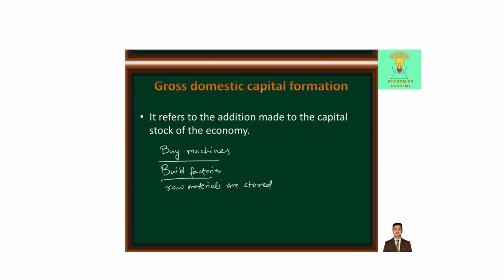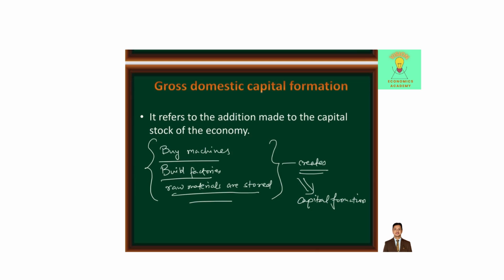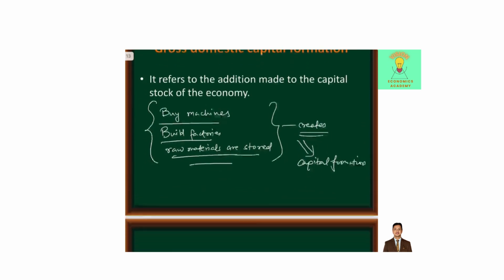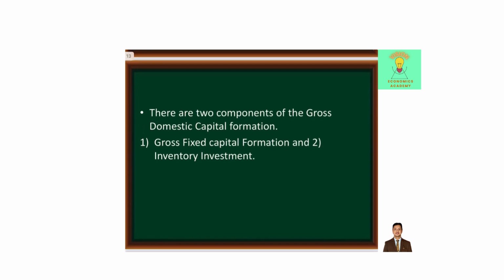For future uses, right? So imagine if you are building a business, you need all this. So all this spending creates or adds productive assets. That is what we call capital formation. Now, gross domestic capital formation also includes two components: gross fixed capital formation and inventory investment.